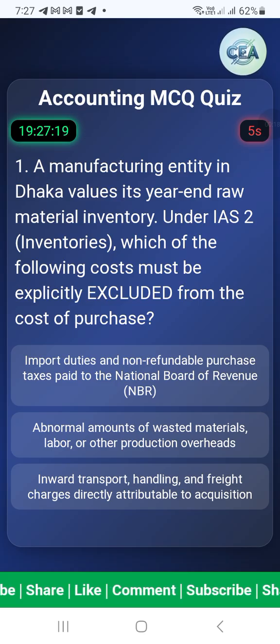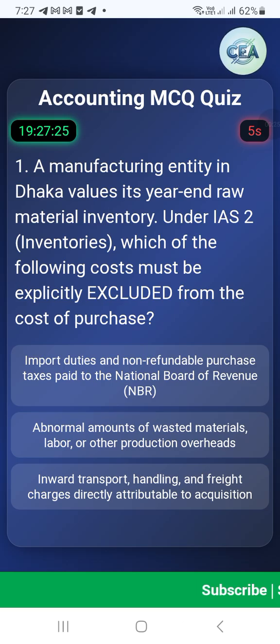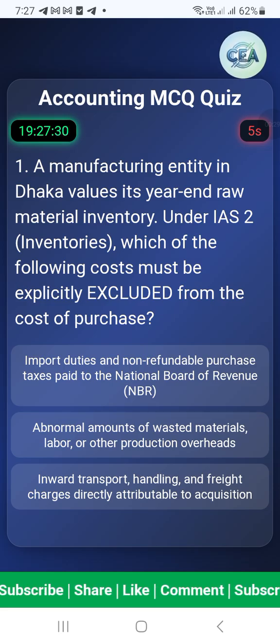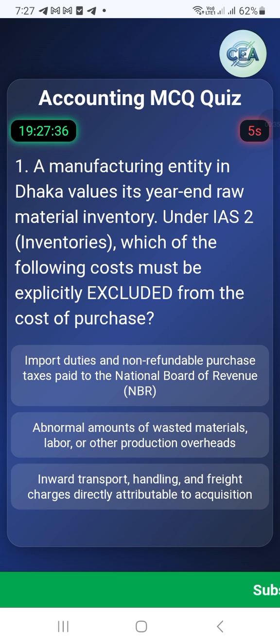Option 1. Import duties and non-refundable purchase taxes paid to the National Board of Revenue (NBR). Option 2. Abnormal amounts of wasted materials, labor, or other production overheads. Option 3. Inward transport, handling, and freight charges directly attributable to acquisition.